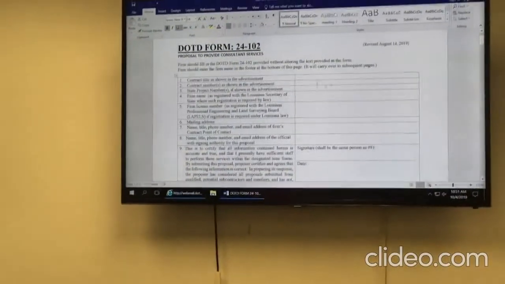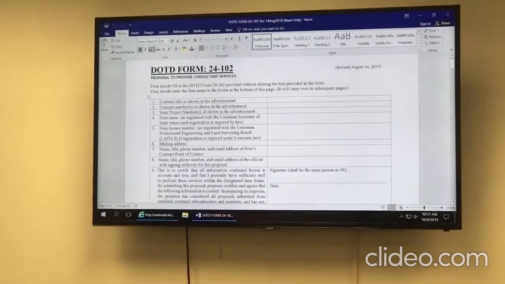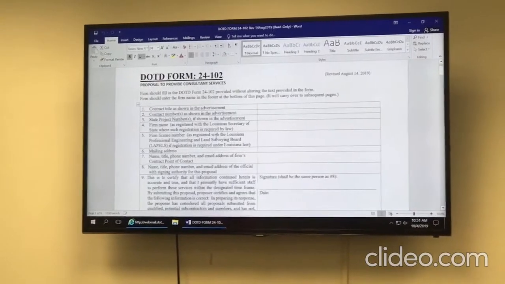Yes, that's a big one. Not completing that accurately could deem you non-responsive. Right. So just confirm that this is the right contract, the right project, things like that.